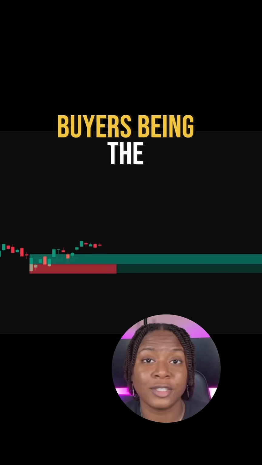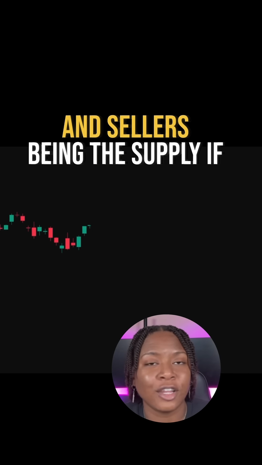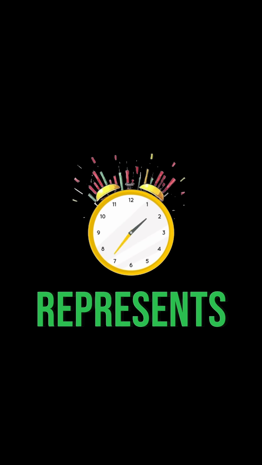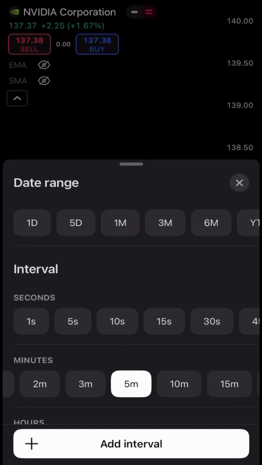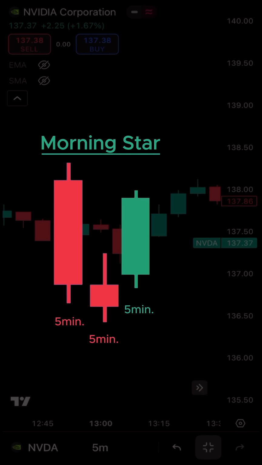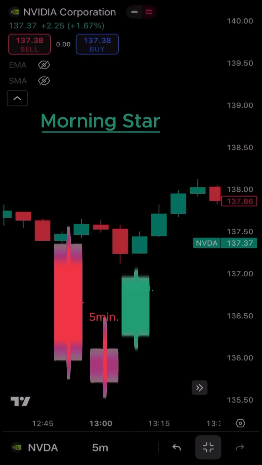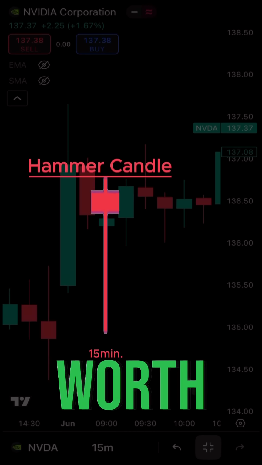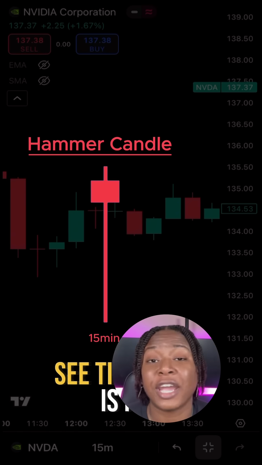It's just the story of momentum, the strength or the speed of the price movement between buyers being the demand and sellers being the supply, if you're learning to read it. Each candlestick represents the price change during a specific time frame. So for example, on a 5-minute chart, each candlestick shows 5 minutes of price movement from the open to the close to the high to the low. Switch to a daily chart. Now each candlestick represents an entire day's worth of price movement. See, time frame is key.